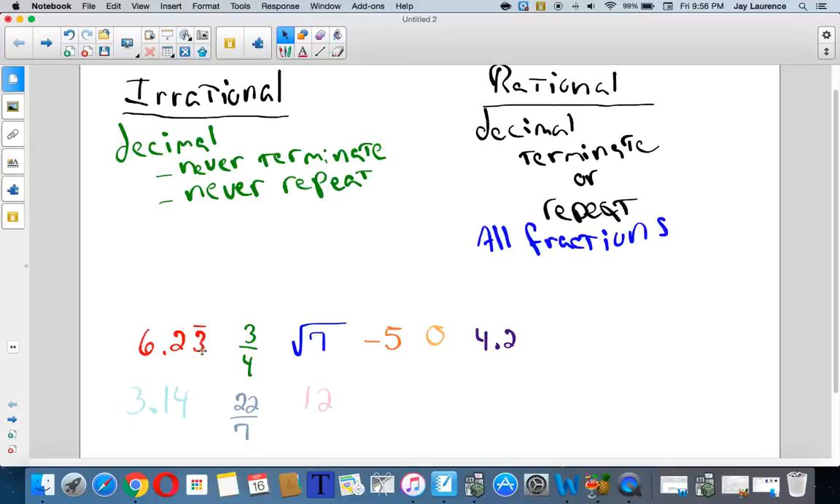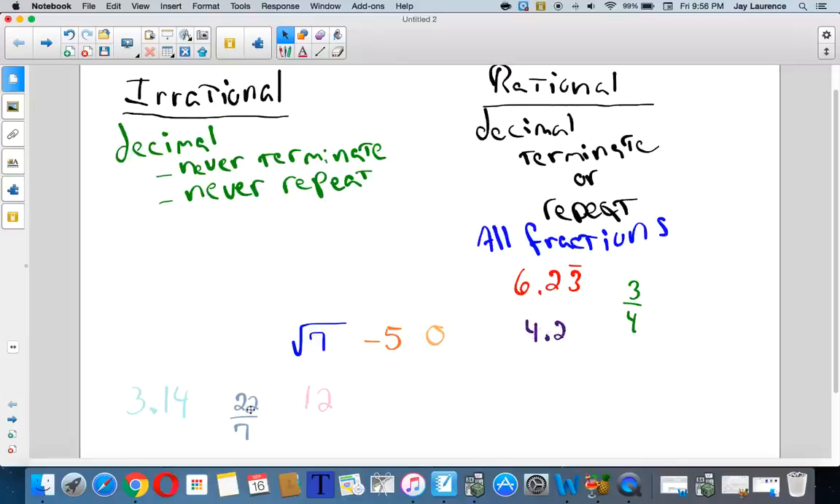Like 6 and 23 hundredths, but the 3 is repeating there. That's going to be rational. Why? Because it's a repeating decimal. So my reason would be it's a repeating decimal. Okay, so go ahead and pause the video. If you don't have reasons for the rest of these numbers, put them in there. Okay, here we go. 3/4. That's going to be rational. How do I know? Because all fractions are rational. If I convert that to a decimal, it'll either terminate or repeat. It'll actually terminate. Okay, I know 4 and 2/10 is rational. How do I know? It terminates.